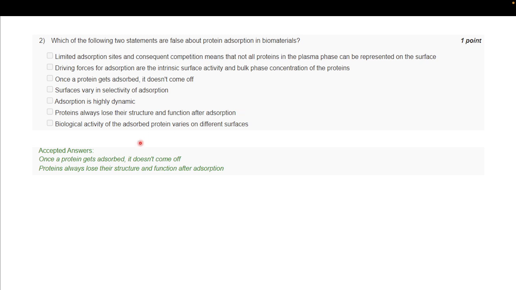And then, biological activity of the adsorbed protein varies on different surfaces is also correct, depending upon, as I said, what interaction it is, what kind of protein it is, what kind of surface it is. The biological activity will then be different. It's not like all proteins will be bioactive, or they may not be. So that's why the false statements about protein adsorption are these two. Once a protein gets adsorbed, it doesn't come off, is false. Proteins always lose their structure and function after adsorption is also false.